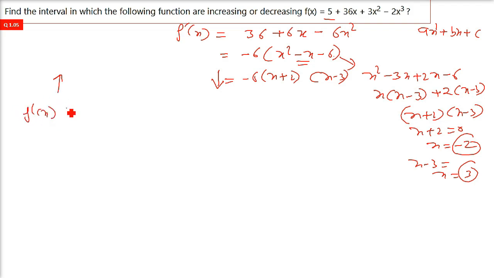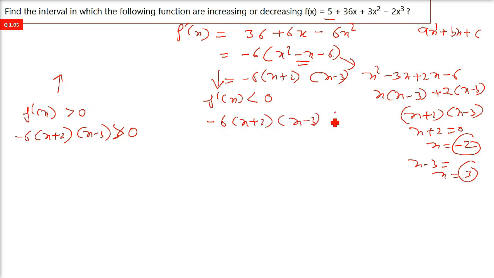So f dash x should be greater than 0. Here we have f dash x should be less than 0. And what is f dash x? This one, negative 6 into x plus 2 into x minus 3, and this is greater than 0, and I'm showing you the decreasing one, minus 6 into x plus 2 into x minus 3 less than 0. So this is by the definition of increasing and decreasing function.